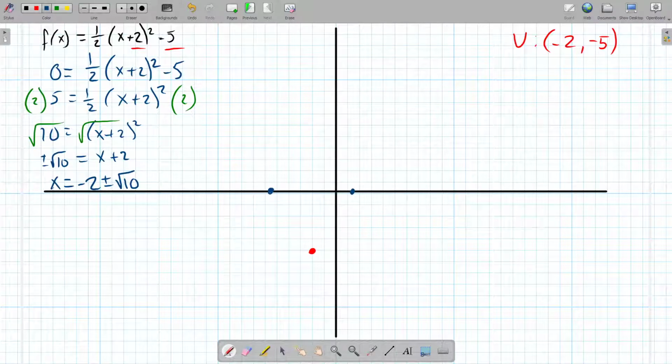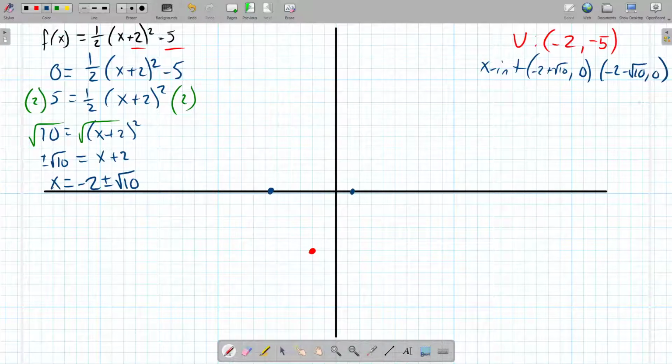And just like in the last problem, having these points estimated is fine because we are going to label what the x-intercepts are over here. Our x-intercepts are negative 2 plus the square root of 10, 0, and negative 2 minus the square root of 10, 0.